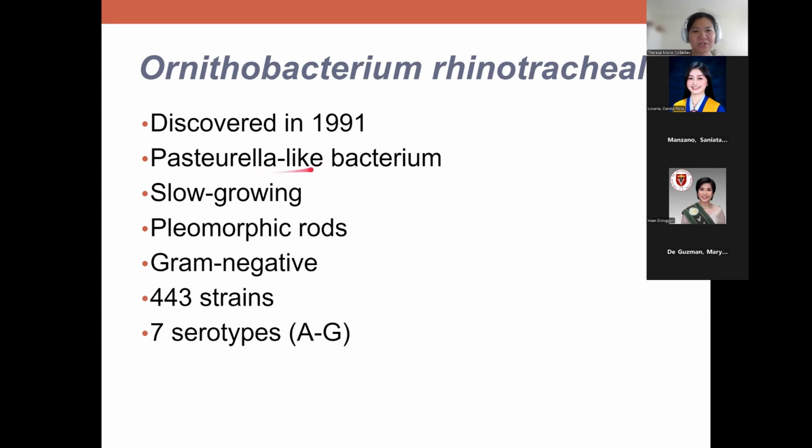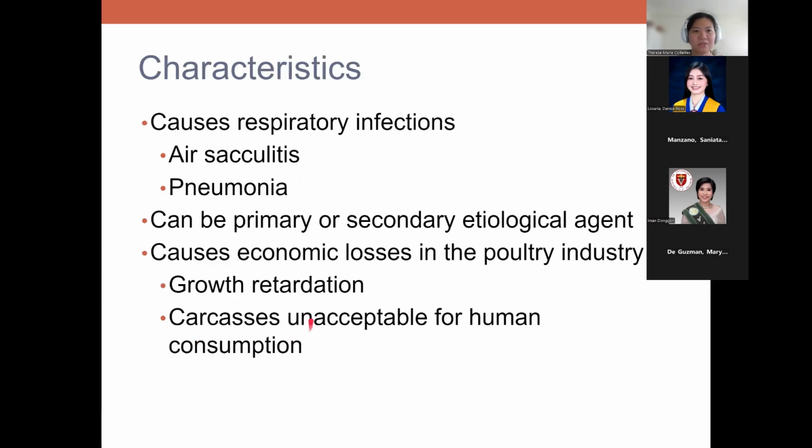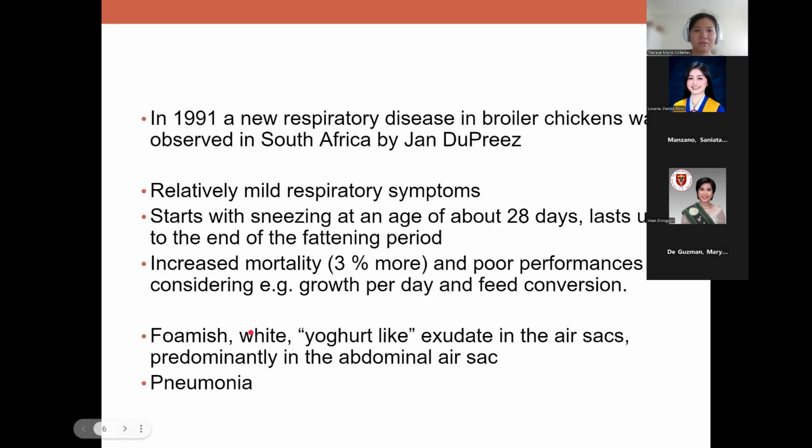And this is a Pasteurella-like bacterium. It's slow growing, pleomorphic and gram-negative. There are 443 strains under this species, and there are 7 recognized serotypes. This causes a respiratory infection, specifically air sacculitis and pneumonia, and it can be a primary or secondary etiological agent. So this causes economic loss in the poultry industry. There is growth retardation, so mababa yung feed conversion ratio, and the carcasses are unacceptable for human consumption.